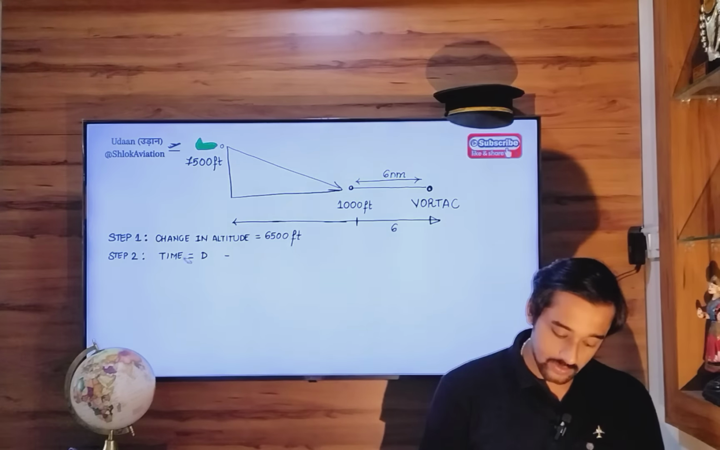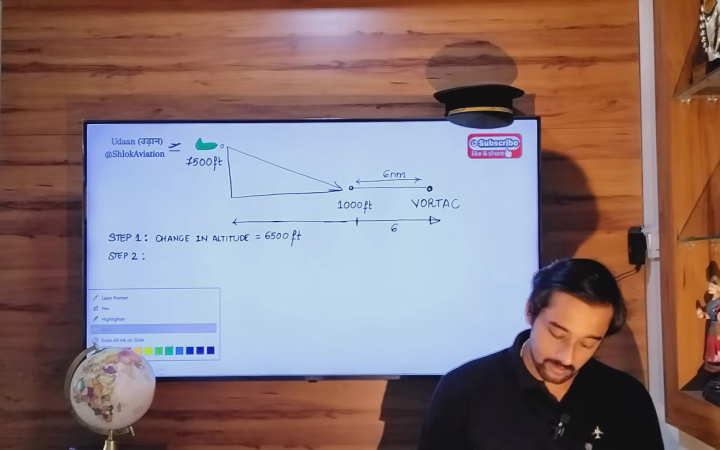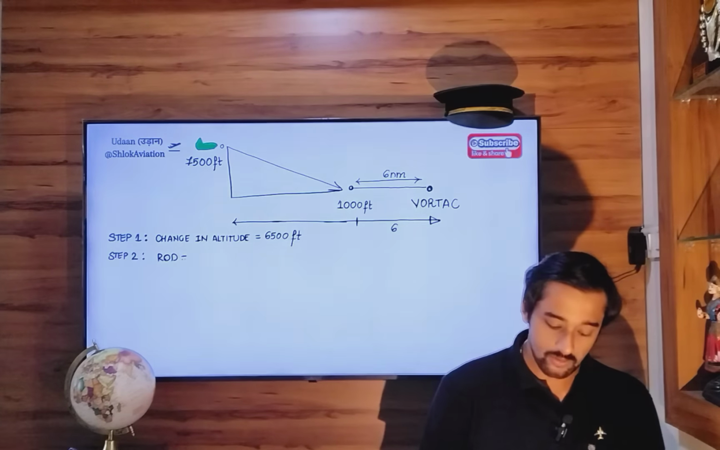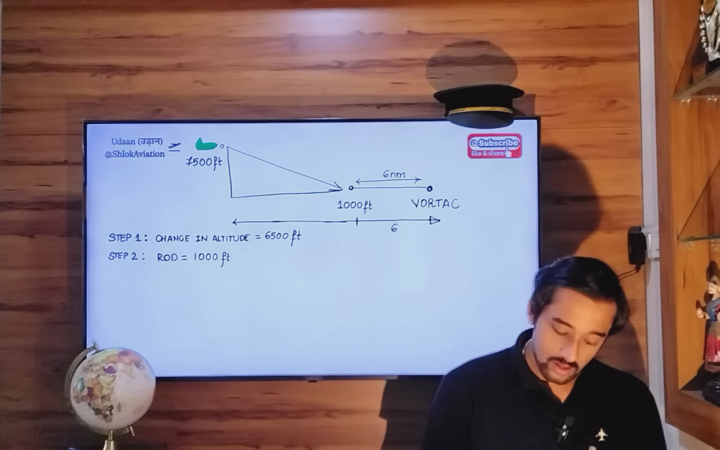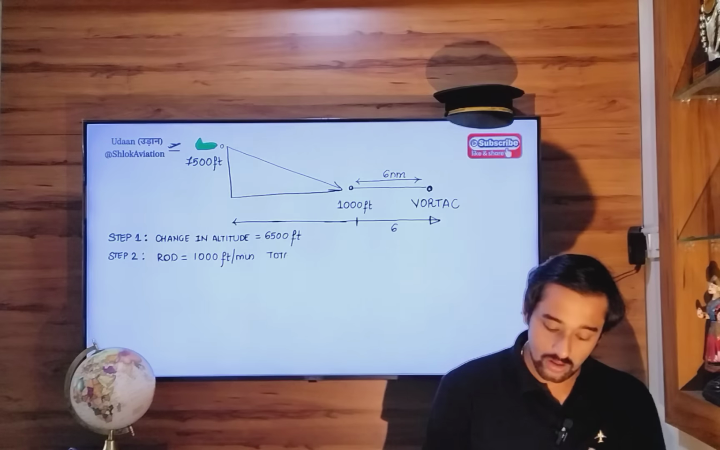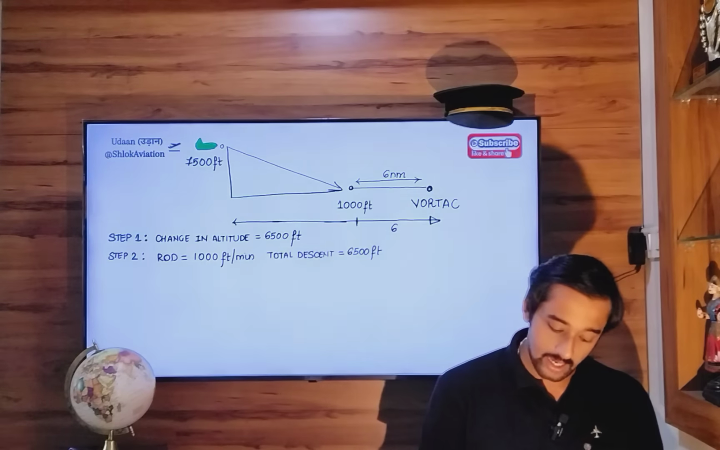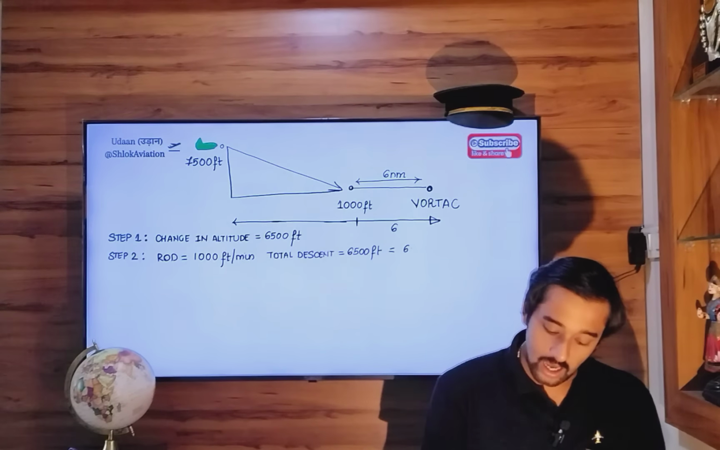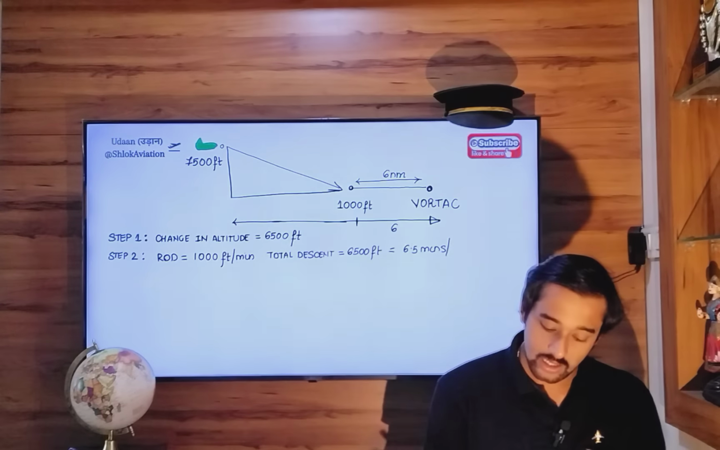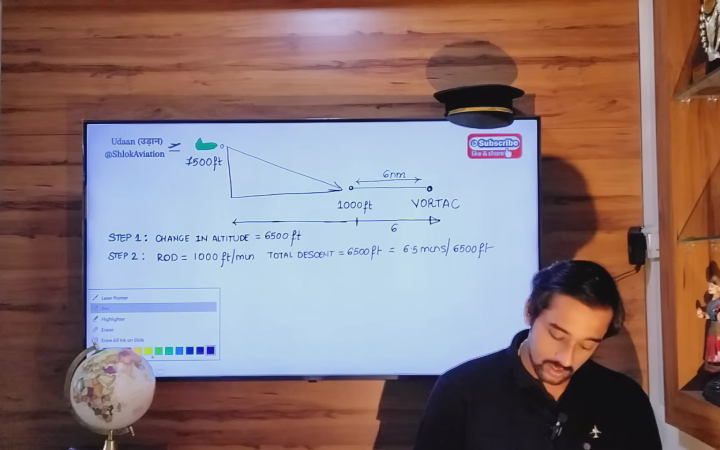So I'll erase this. I'll write step number 2. Rate of descent equals 1,000 feet per minute. Now we have to descend a total of 6,500 feet. If it takes 1 minute to descend 1,000 feet, it will take 6.5 minutes to descend 6,500 feet.